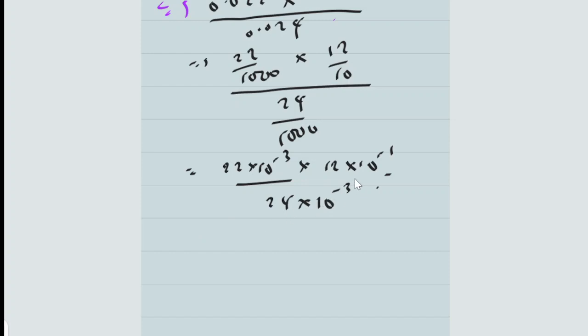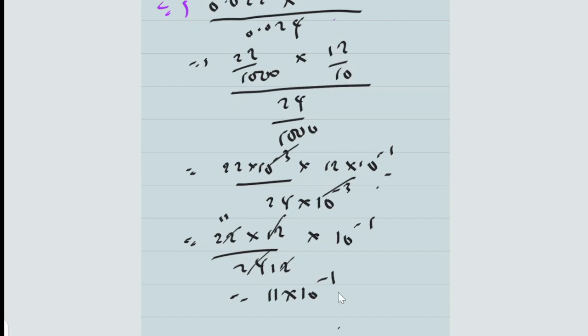So then you will see that this guy, first of all, cancel this. So then what do you have left? 22 times 12 divided by 24. Then multiply by 10 raised to minus 1. So I think 2 can go here. 2 here 11, 2 here 12, 12 cancels 12. What do you have left? 11 times 10 raised to minus 1.